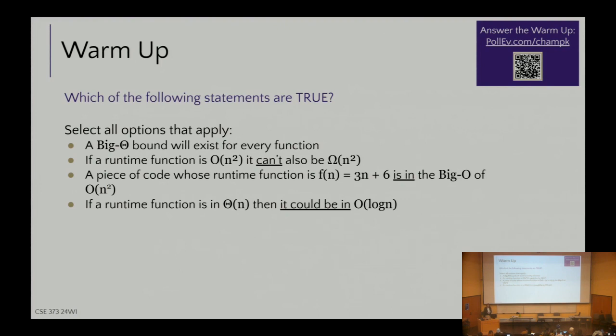If a runtime function is big O of n squared, so you have some function, I didn't tell you what the function is, but we know that it is technically in the set of O of n squared, so it's in some way upper bounded by n squared. It cannot also be in the omega of n squared, meaning it can't also be lower bounded by n squared. Thumbs up, true. Thumbs down, false. Feel free, look around. How are we feeling?